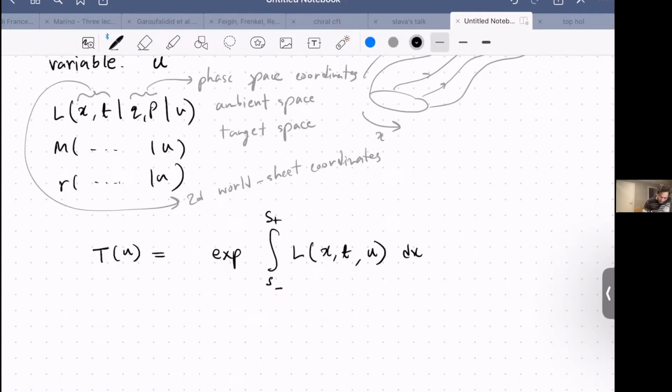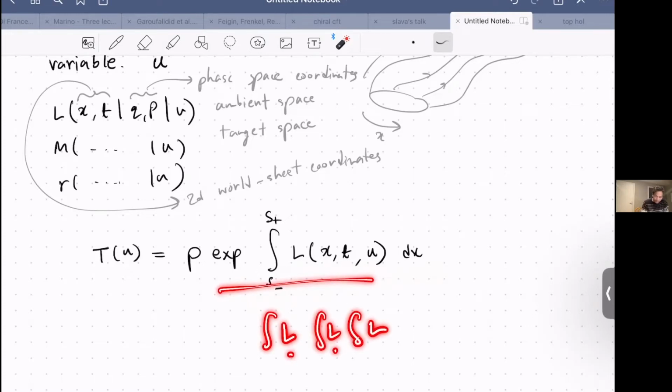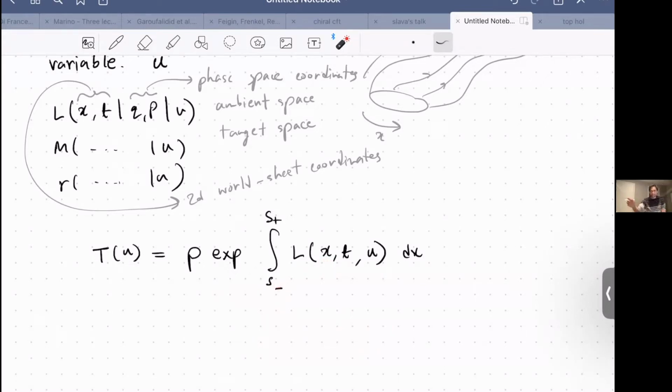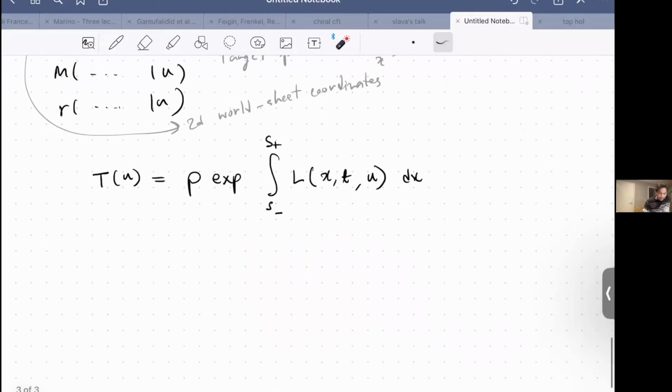Strictly speaking, this should be path ordered. You have probably seen this kind of integration in QFT courses, where when you expand this thing, since these are matrices and they're non-commutative, you have to choose some kind of ordering of how you put different matrices. Because if you expand this, you'll find L, L, L, and then you have to choose some ordering between these L's. The idea is that you order them according to position, so you go from S minus to S plus. Okay, that's a technical point, not too important.